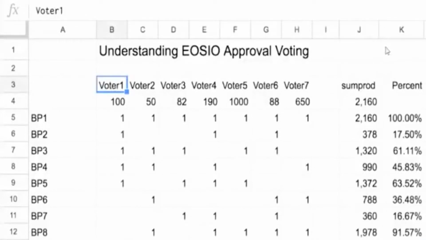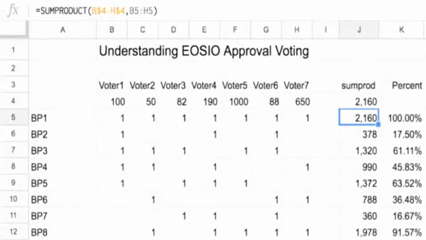And so here's some voters across here, 7 voters, right? And right below voter name, voter 1, voter 2, voter 3, I've got a number in here, which is how many tokens they've staked for voting. So 100, 50, 82, 190, whatever. And then they each cast a preference vote for 6 of these 14 block producers. I just made those numbers up because they fit on the screen. And you'll notice that block producer 1 is the only one that everybody voted for.